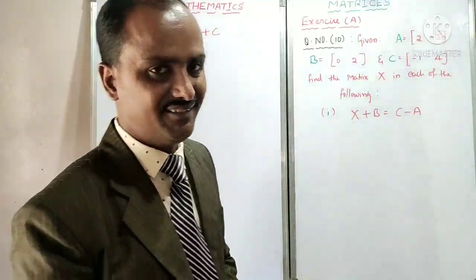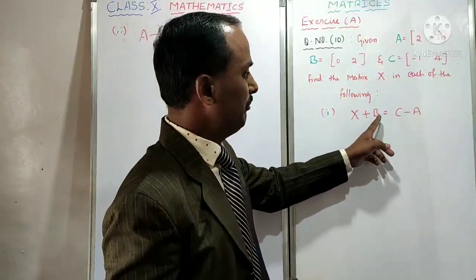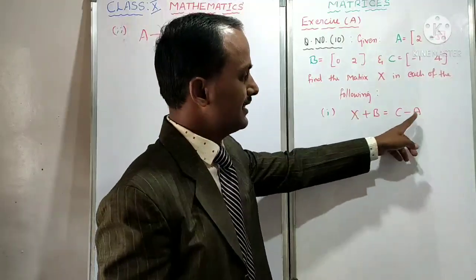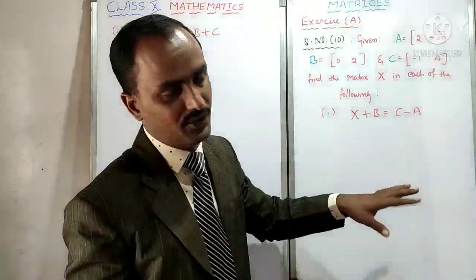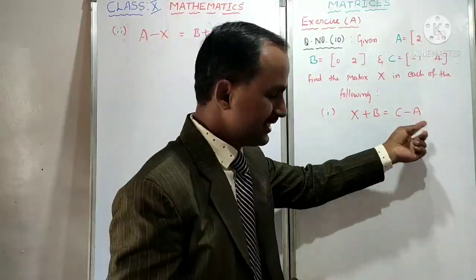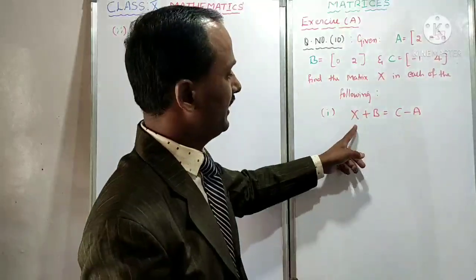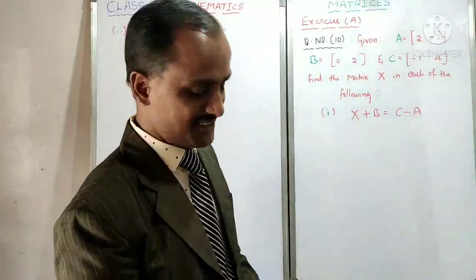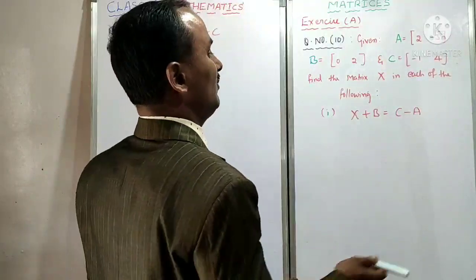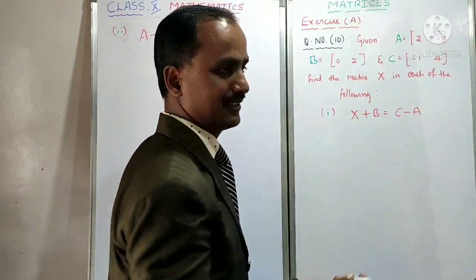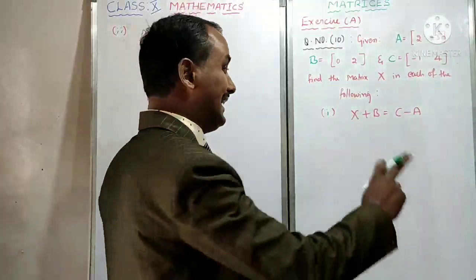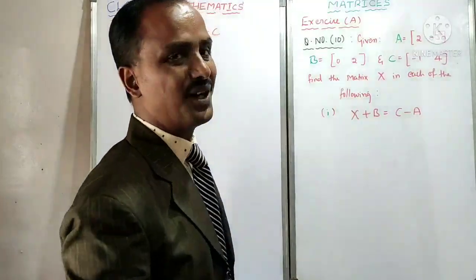I will repeat once again. Here the B matrix elements we know, the C matrix and the A matrix elements we know. By using these 3 matrices, I am finding the matrix X. Shall I do? Yes. Look here. I want X, so I will make X the subject of the formula.